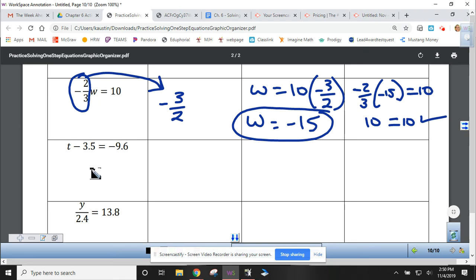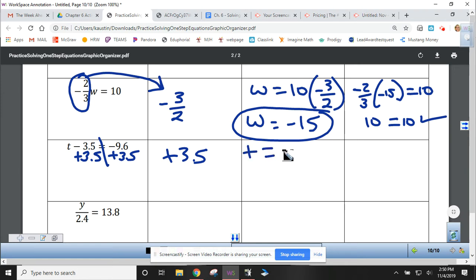Now, when you have decimals, it's the same process, just with decimals. So this says T minus 3.5. It's the same process. We're just doing the inverse operation. So we're just adding the opposite. We're adding 3.5 to each side.